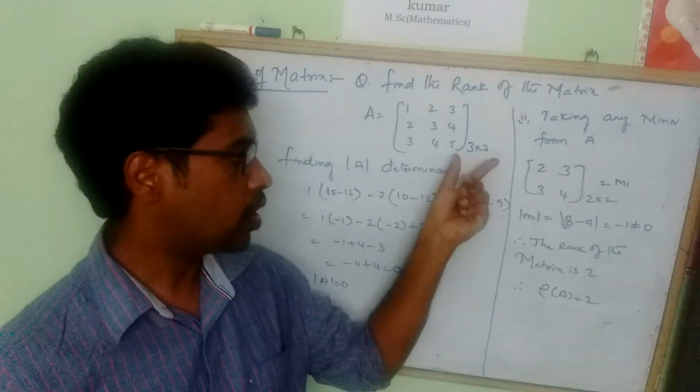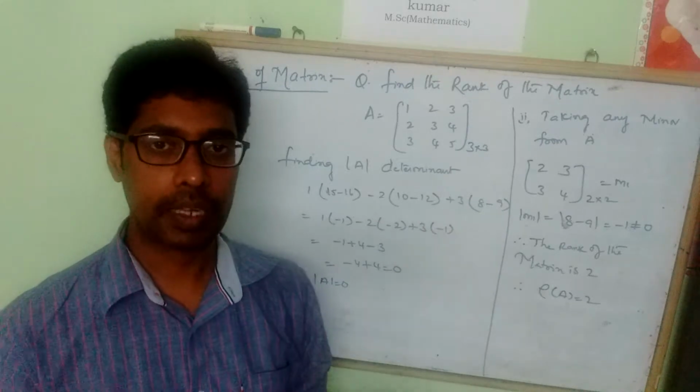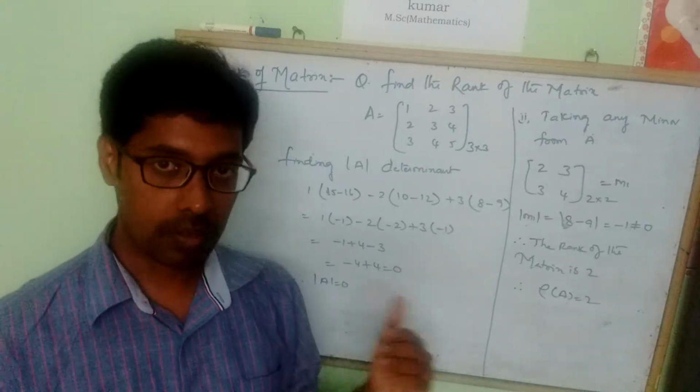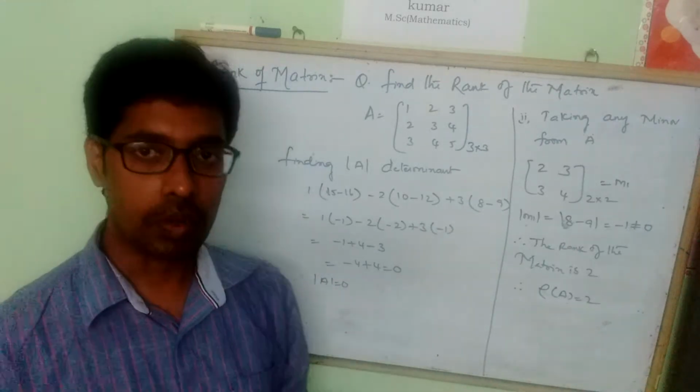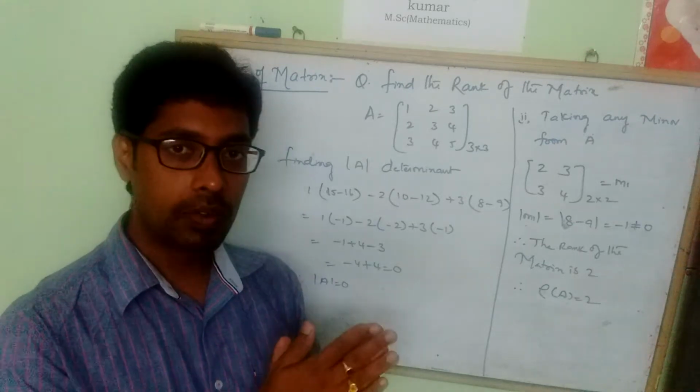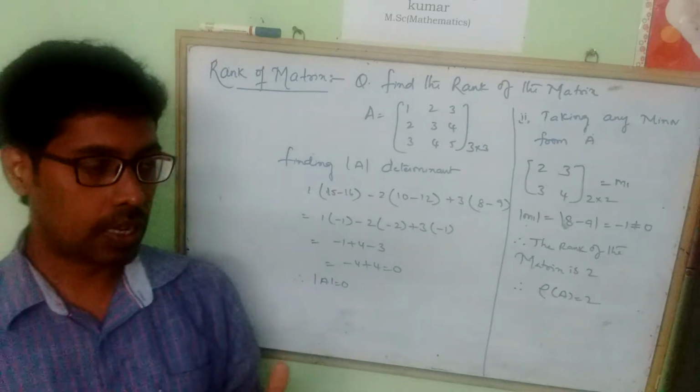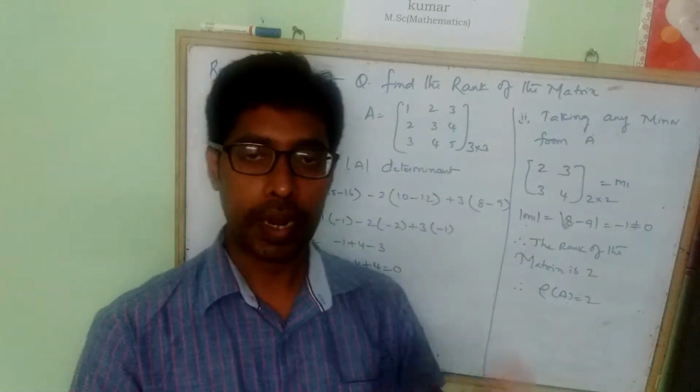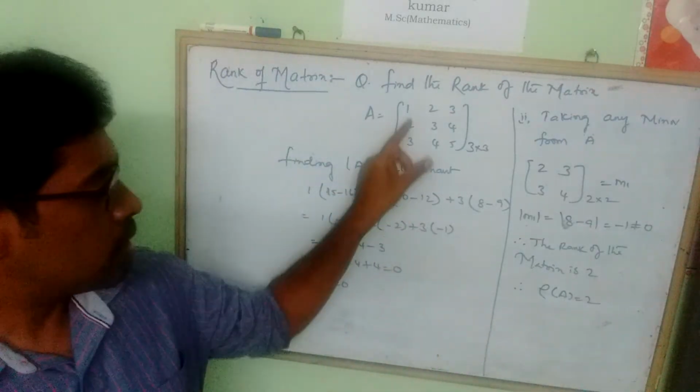Whatever the order is, that will be the rank of the matrix, but it depends on the order, and the determinant is 0 here. Therefore, the rank of the given matrix is not 3. So, what is the other step? Then we have to take the minor of the given matrix. So take any of the minors.